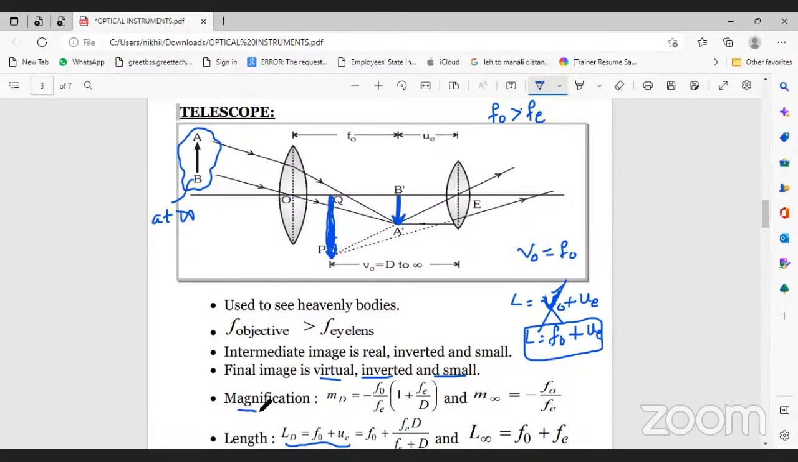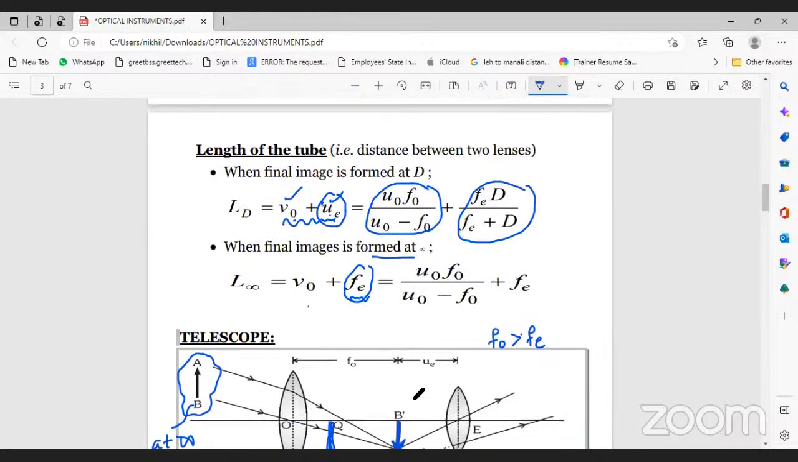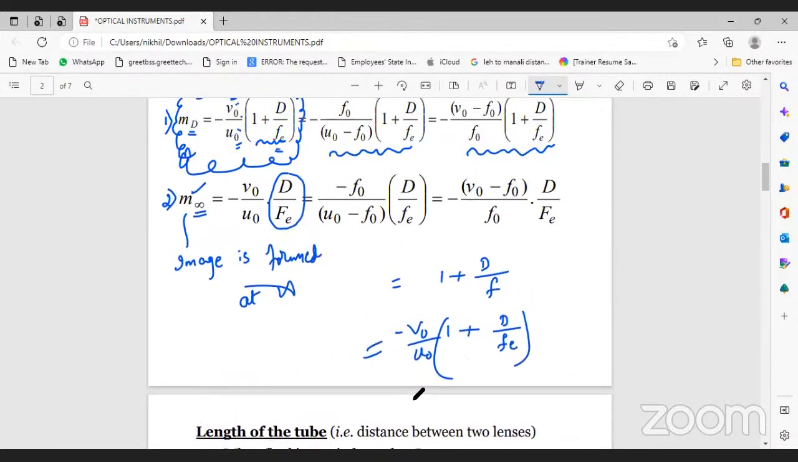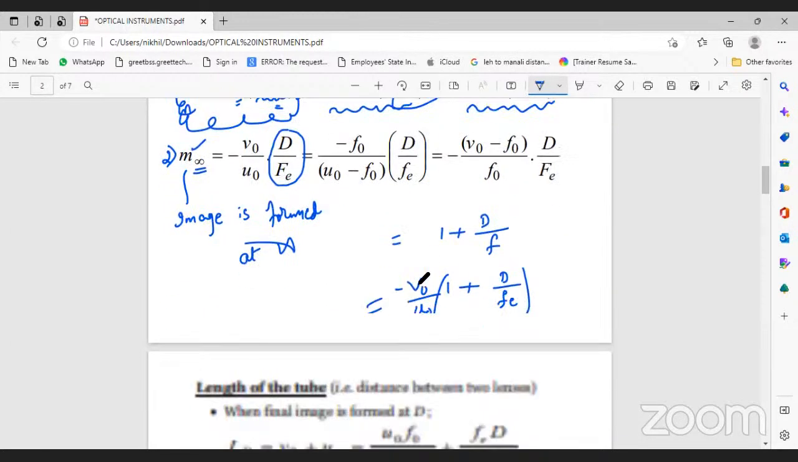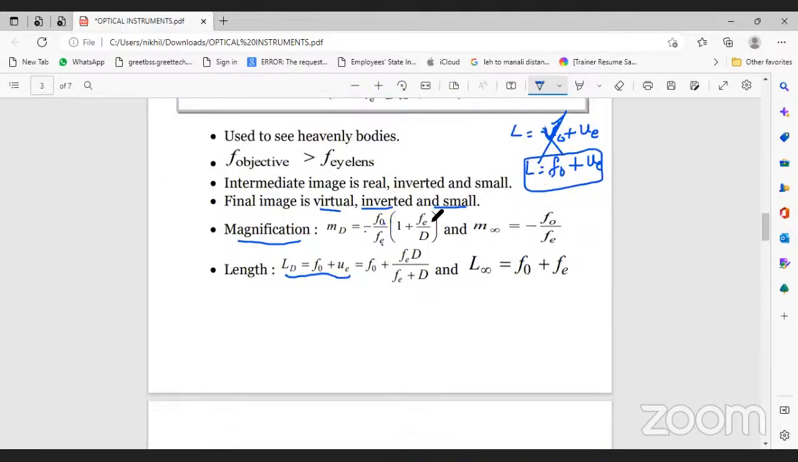And please remember, what is the magnification formula for the telescope? It is minus F naught by Fe into 1 plus Fe by D. Opposite. Look at the compound microscope, it is D by Fe, no? For the telescope, it is Fe by D.